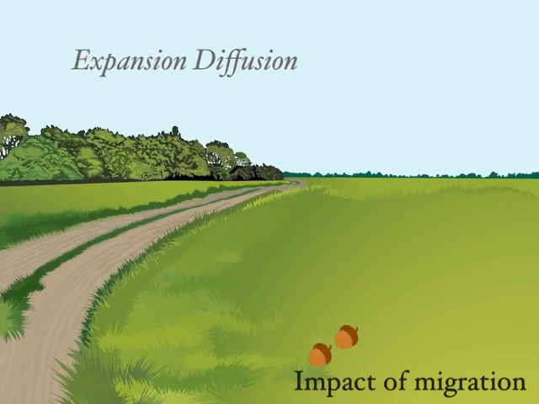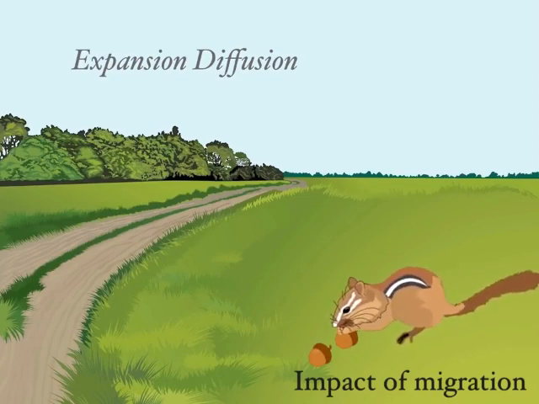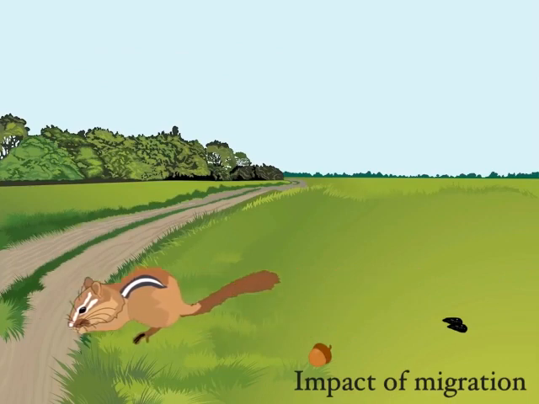Expansion diffusion is when ideas, cultural traits, etc. actually move with people from one place to another, but at the same time are not lost at the point of origin. A very common example of this is language. So in our little example, our squirrel comes, he takes an acorn, but he also leaves one behind.